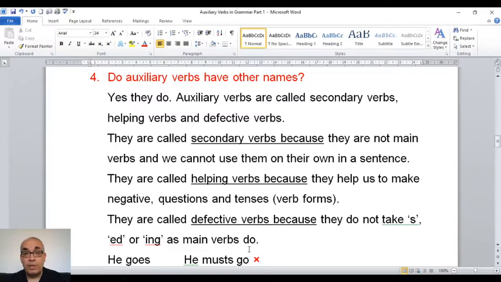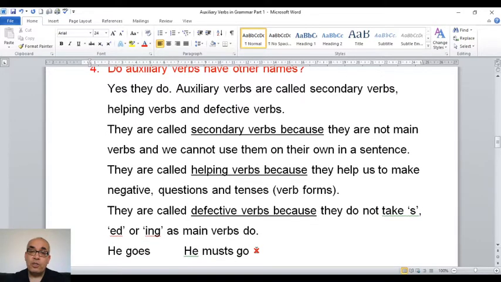Yes, they do. Auxiliary verbs are called secondary verbs, helping verbs, and effective verbs. Wow. So why do we have all this about them? What's the meaning of secondary? What's the meaning of helping? What's the meaning of effective? I'm going to read slowly.